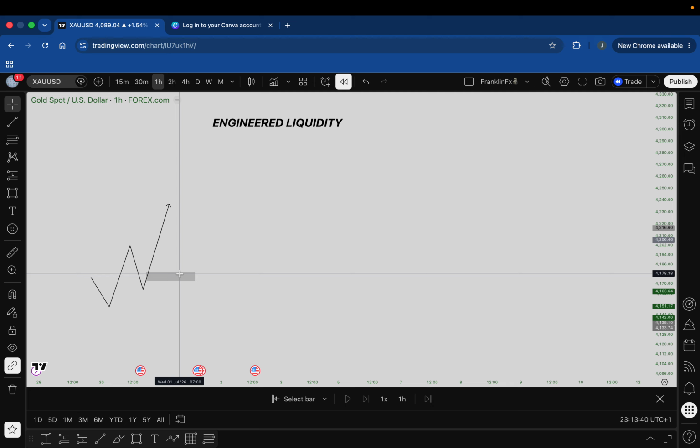A falling market will keep on falling until it has absorbed enough liquidity to go back up. The same way, a rising market will keep on rising until it has absorbed enough liquidity to go back down. That is why we have what we call the sell side liquidity, and the buy side liquidity as well.